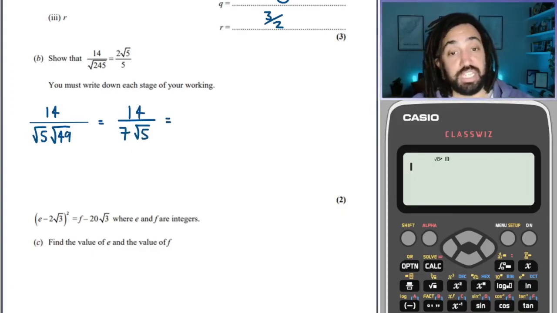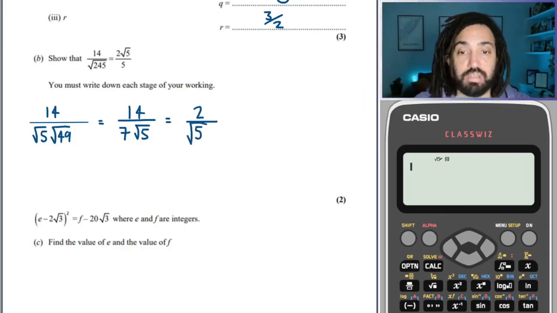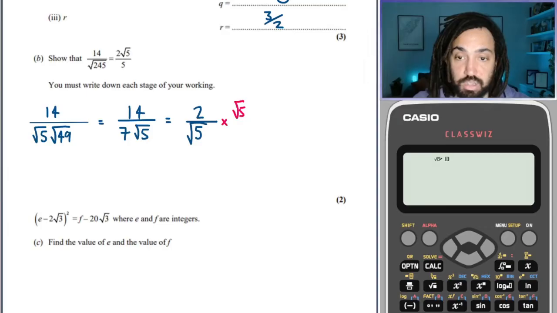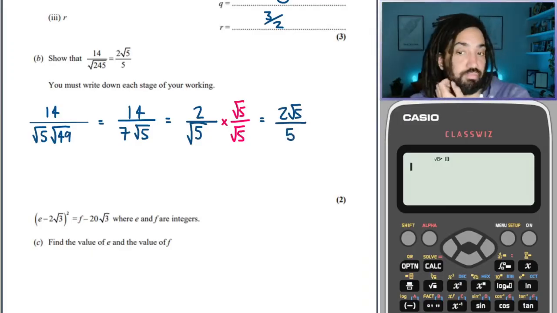And then we've got 14 divided by 7 here, which is just 2 on top, because the 14 and the 7 cancel out to make 2. And then, to rationalise the denominator, we multiply the top and the bottom by the surd on the bottom, like so. So this gives us 2 root 5 on top, and it gives us root 5 times root 5, which is 5 on the bottom. Lovely.